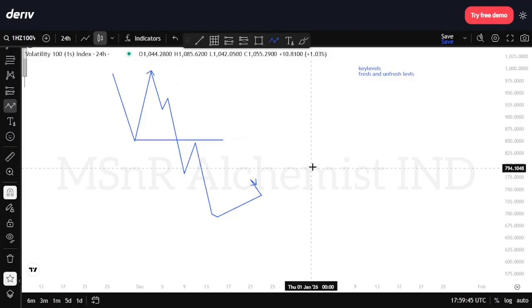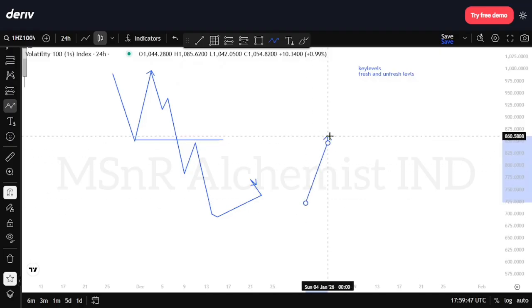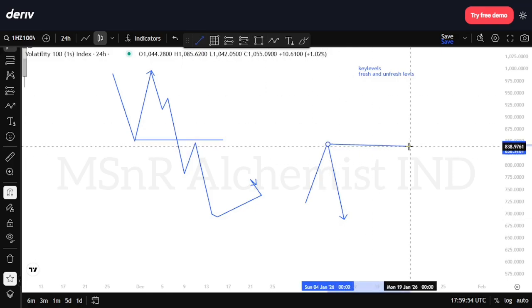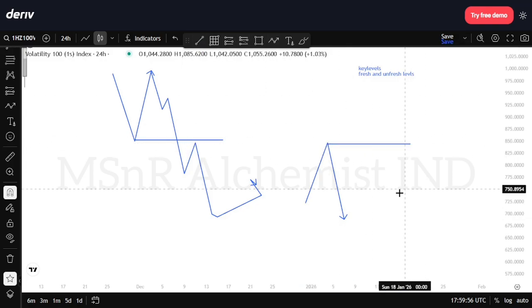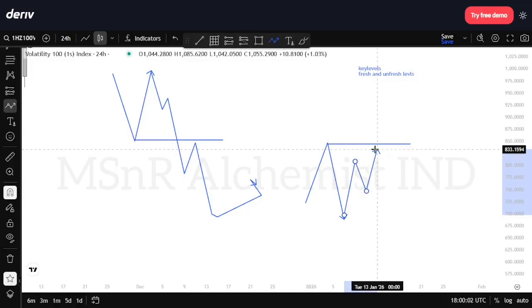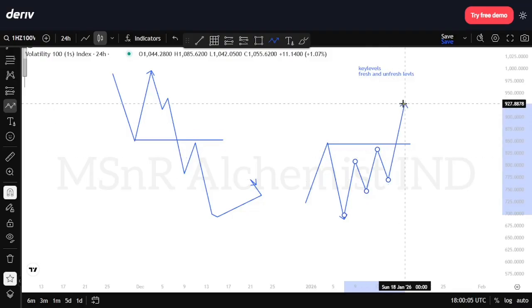Now we create a level. A level means resistance. We created a resistance right here, and the market came here and broke that.